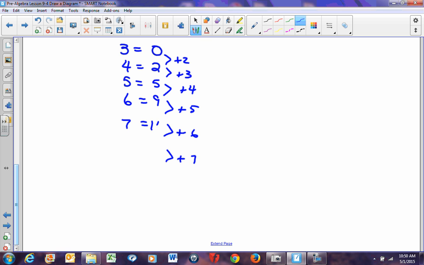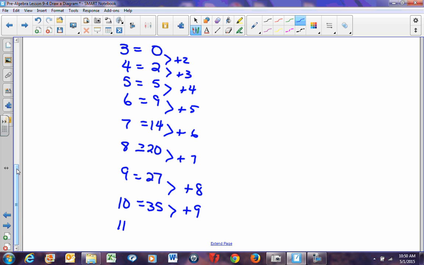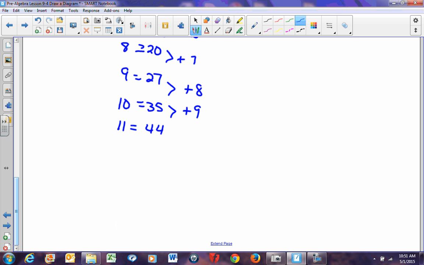9 plus 5 is 14. If it has 8 sides, we're going to add 6. 14 and 6 is 20. Now we're going to add 7. It's 9 sides. It's 27. Now we're going to add 8. 10 sides. 27 plus 8 is 35. Now we're going to add 9. So 11 sides is going to have 35 plus 9, which is 44. And then 12 sides, we're going to add 10. So 44 plus 10 is 54. So a dodecagon will have 54 diagonals.